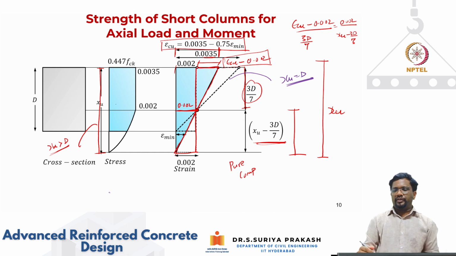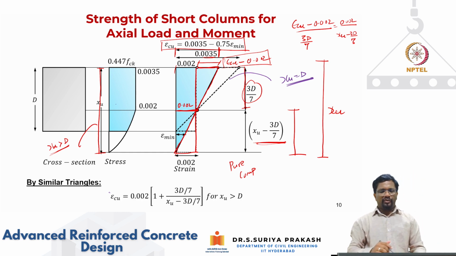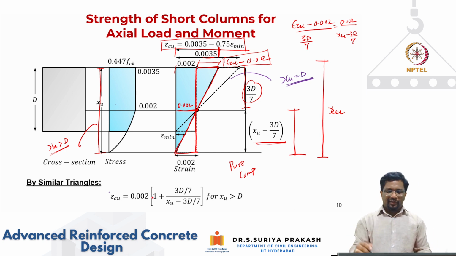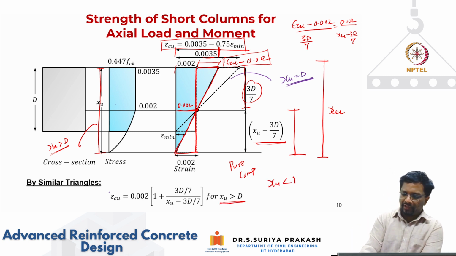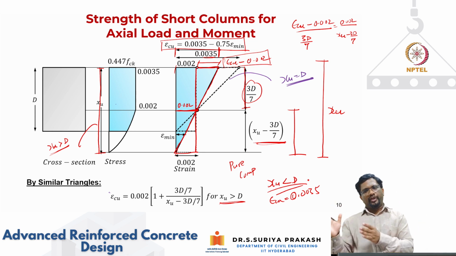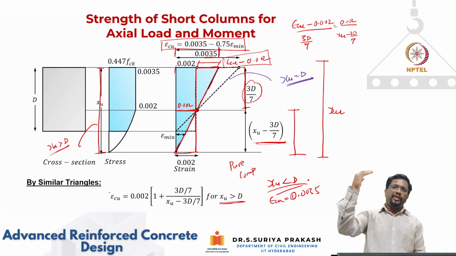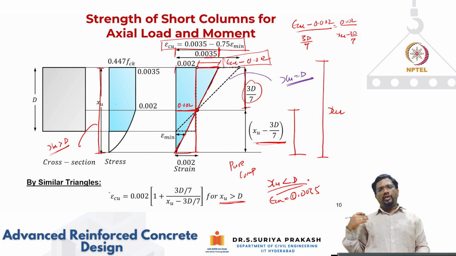So if you simplify this, then you will find the expression for your epsilon cu as 0.002 times 1 plus 3d by 7 divided by xu minus 3d by 7, when the neutral axis depth is more than depth. When the neutral axis depth is less than d, then you know that your epsilon cu will be 0.0035 only because it's a bending dominant behavior. So epsilon cu you can keep as 0.0035. I need to change my epsilon cu only when your xu becomes more than the depth of the section.